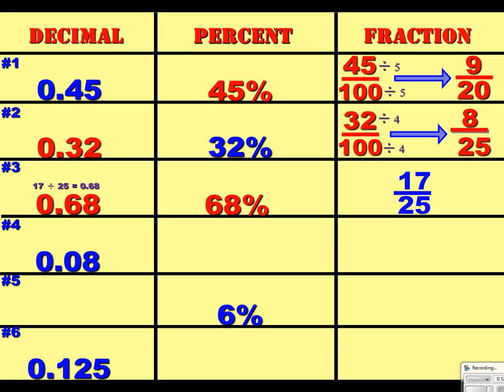Okay, for the next example here, we have 8 hundredths. For number 5, we have 6%. And for number 6, we have 125 thousandths. So go ahead and try those out on your own, those last 3. So try number 4, 5, and 6 on your own. See how you do. Unpause the video when you're ready, and check your work.